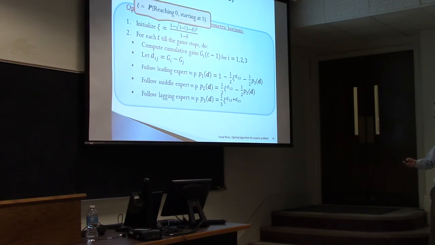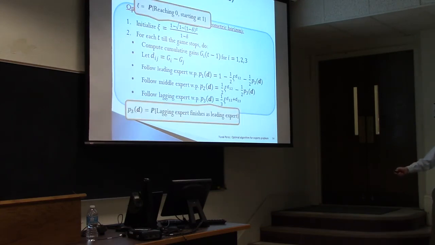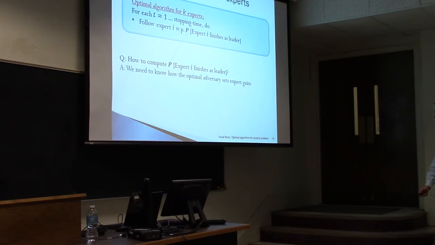Okay, so this is the formula, and again, P3 of D is exactly the probability that the lagging expert finishes with the leading expert in this 3-horse race, with the rule that each time either 1 and 3 are advancing with probability half, or 2 is advancing with probability half. So we conjecture that something similar happens for larger K, but we can't prove it. For 4 we have a partial result, and for 5 and higher we really don't know, but there is a conjecture. I'll tell you something more about that.